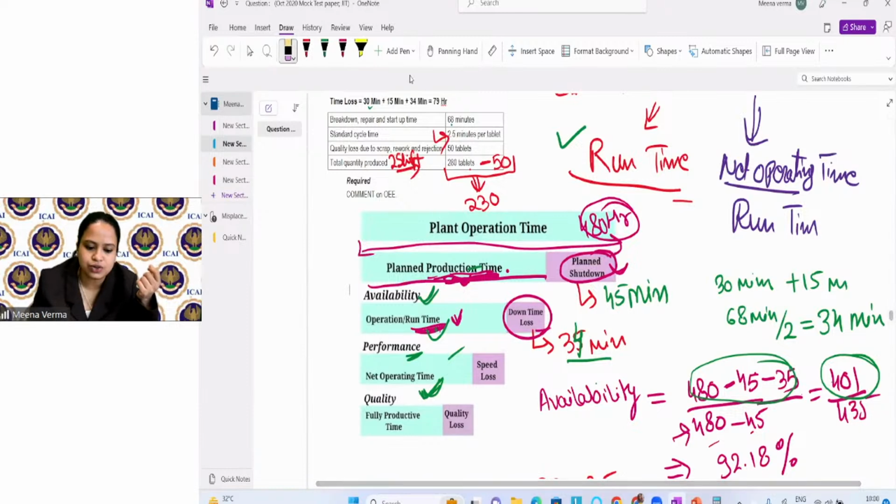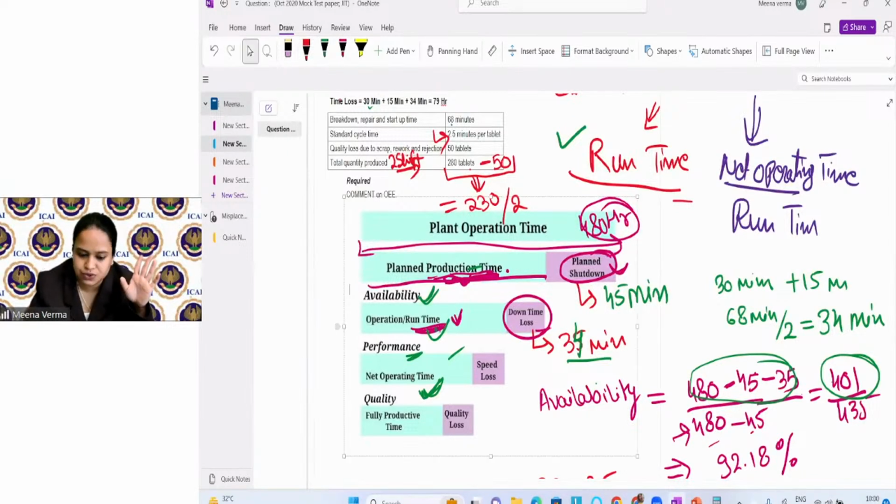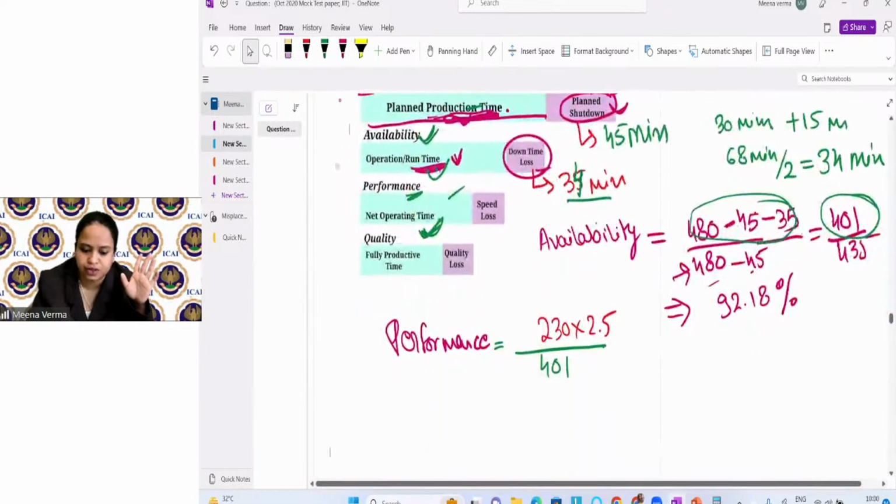These are the good units we are producing in 2 shifts. So divide by 2 to get the units which we will produce in 1 shift. So 230 divided by 2 into 2.5. Let's solve this.